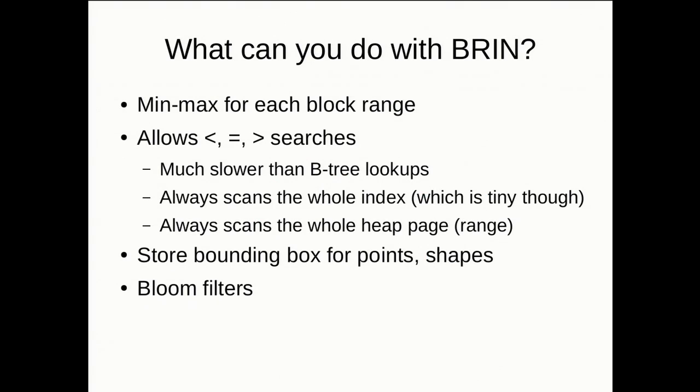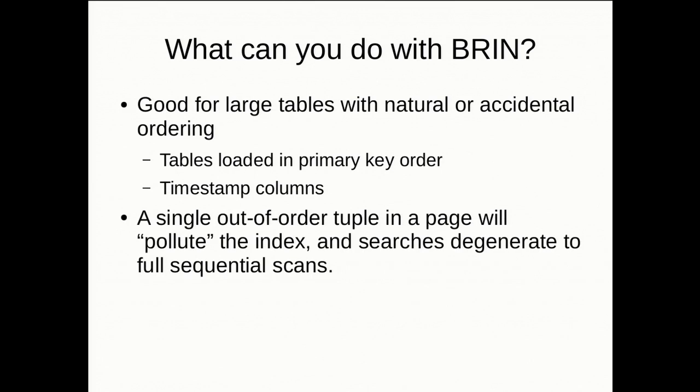You can do min and max. You can do normal greater-than-or-equal searches like with the B-tree, but it's a lot slower than a normal B-tree. But it's also a lot smaller than a normal B-tree, and it's faster to update. That's kind of the defining characteristic. And it requires a good natural ordering. So if you have a timestamp column that always increases, that's a good candidate. Or if you cluster your table so it is in sorted order because of that, that's a good candidate.